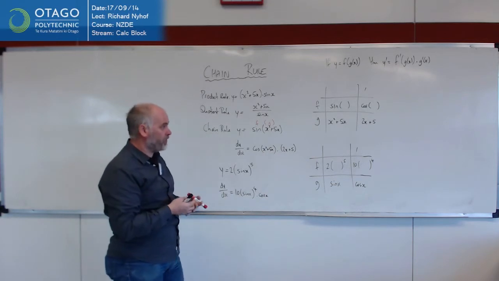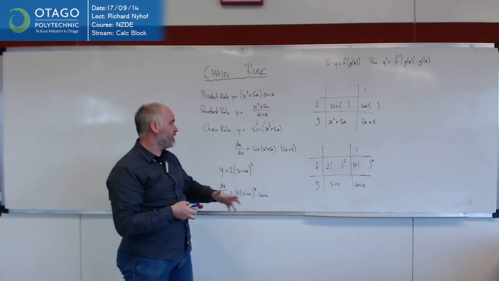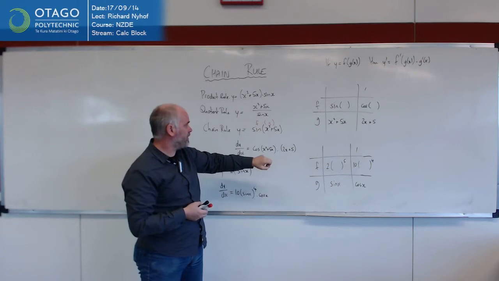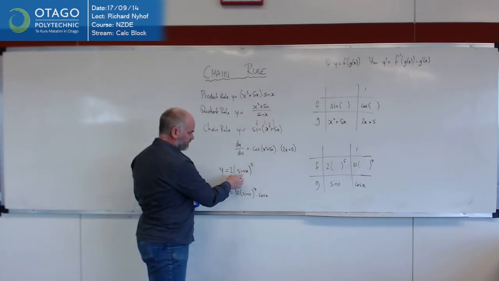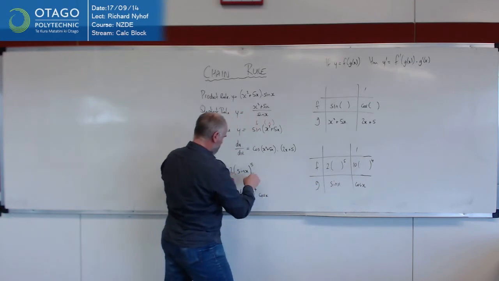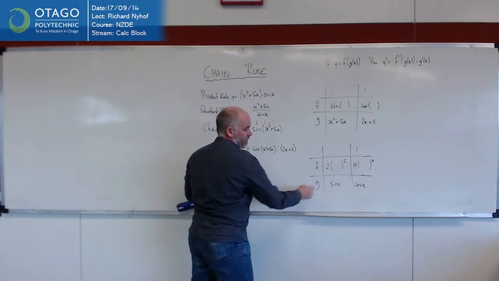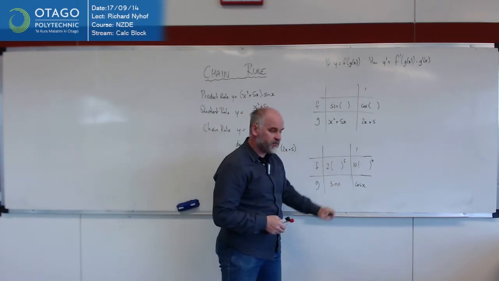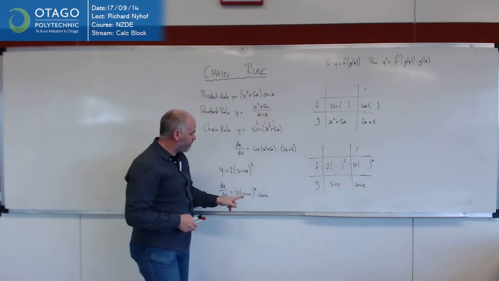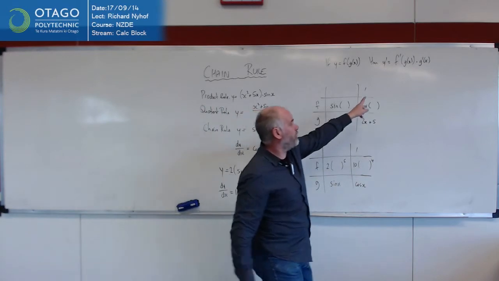It's definitely helpful if you can think in terms of inside and outside. Whatever's on the inside is g, and whatever's on the outside is f. On the inside is g, outside is f. You can differentiate those two things independently and jam them back together using the formula.